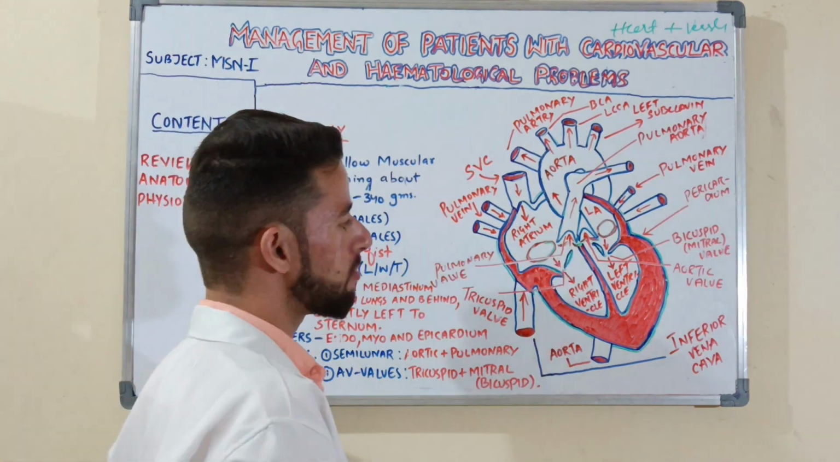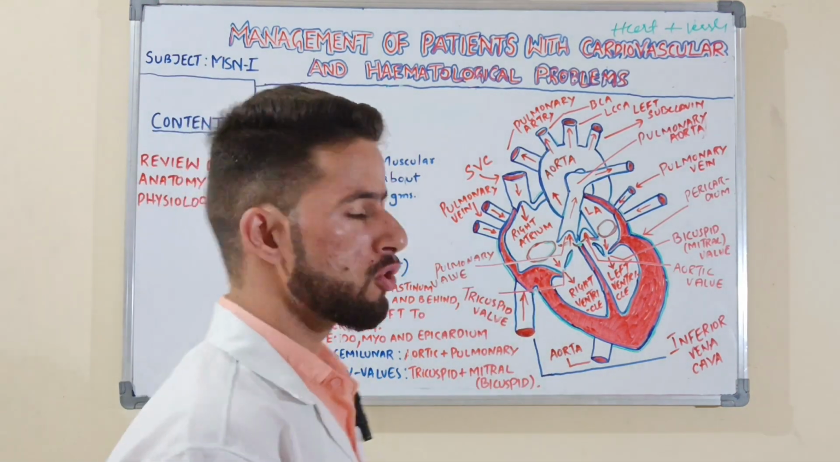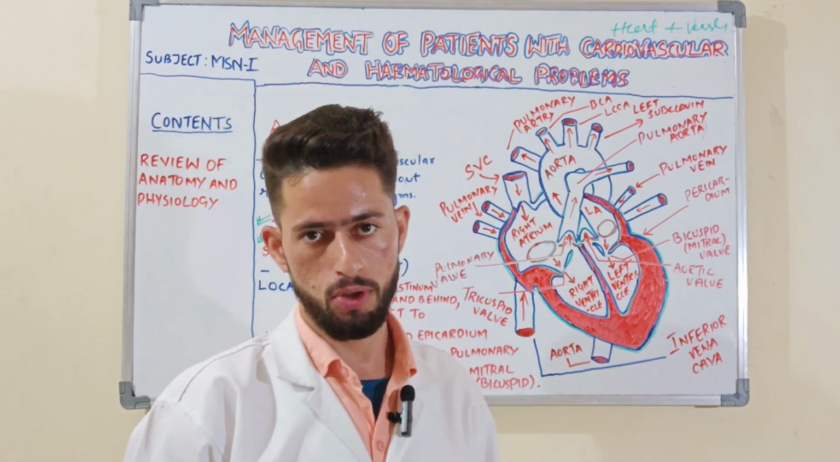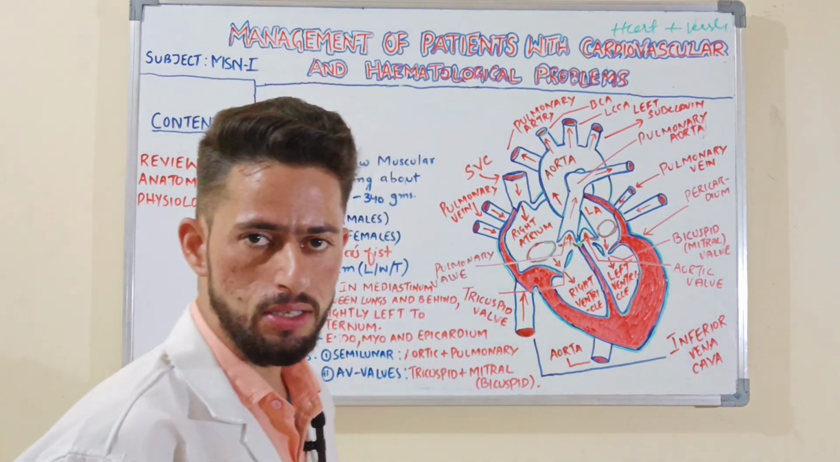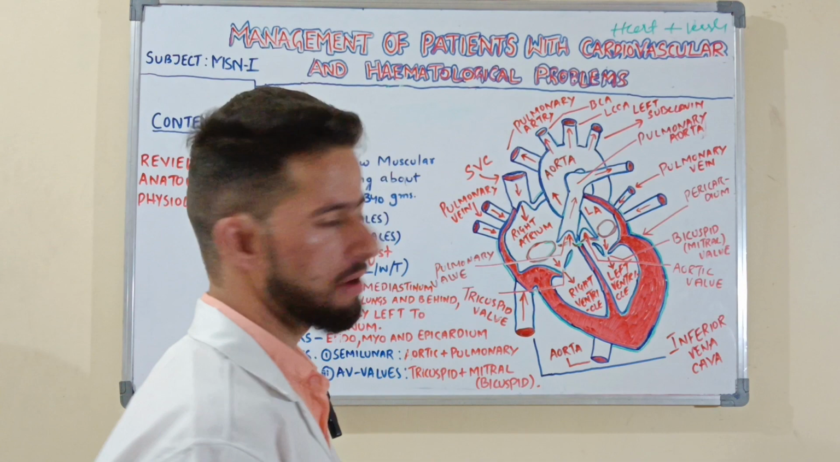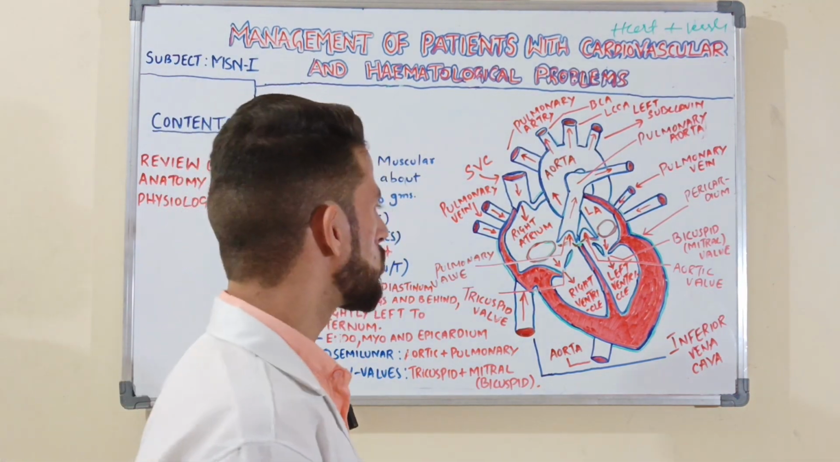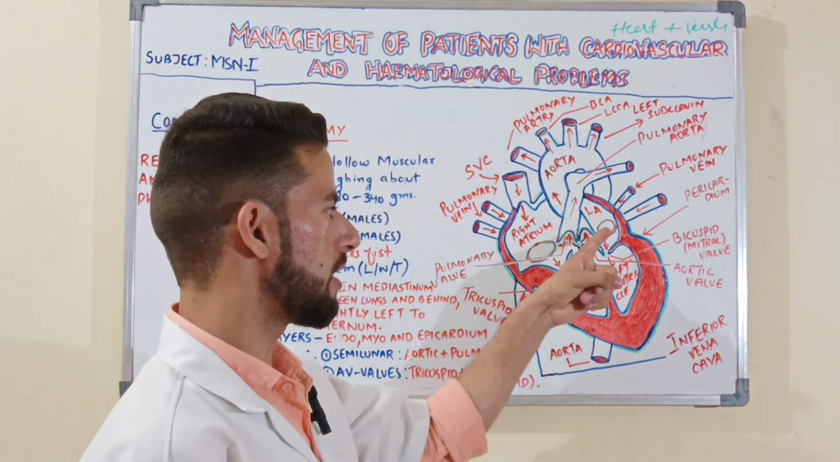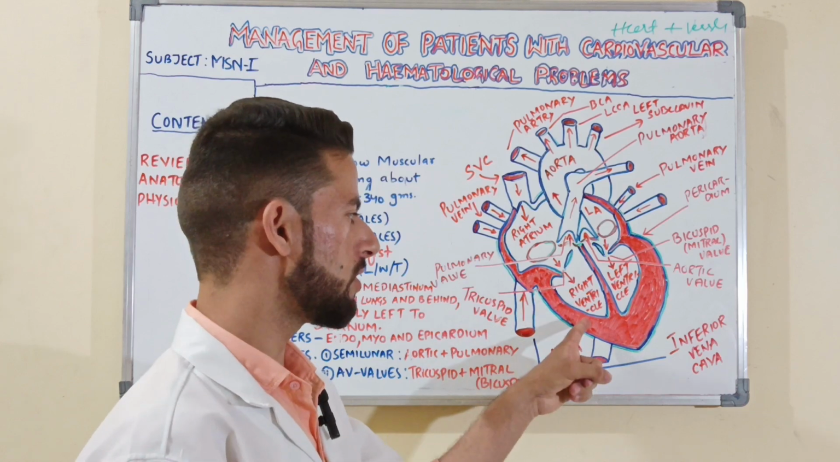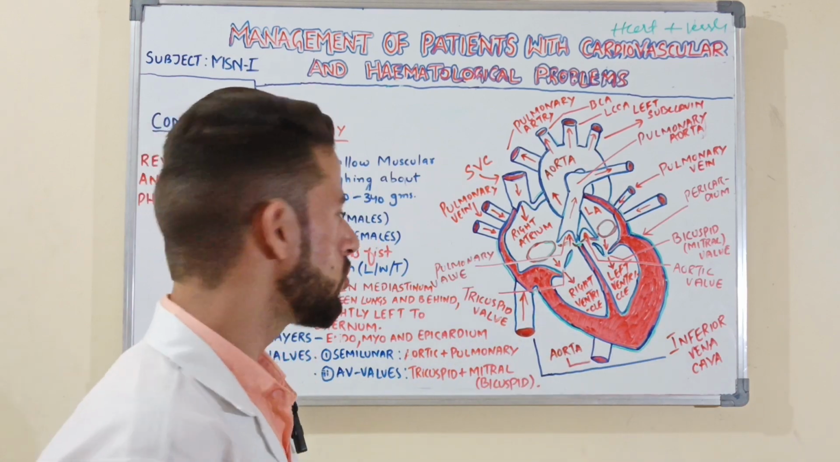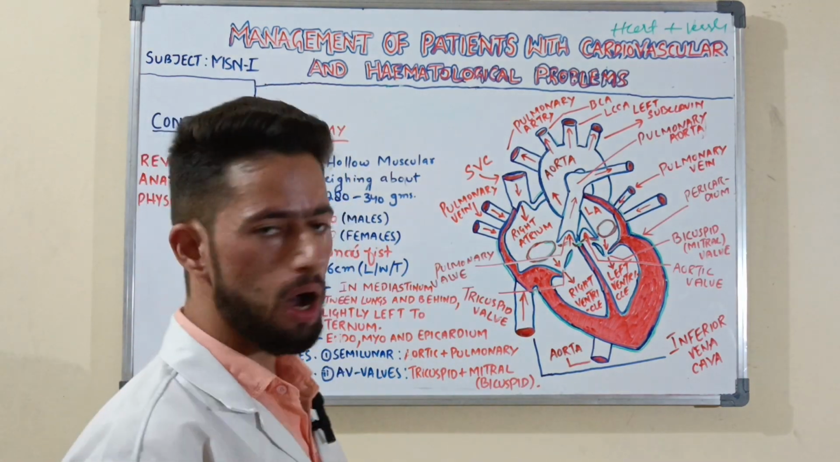Next thing, let's talk about the chambers of the heart. The human heart is four chambered, having two ventricles and two atriums, or auricles. The two auricles are the right atrium and left atrium, and the ventricles are the right ventricle and left ventricle. Next thing is the valves of the heart.